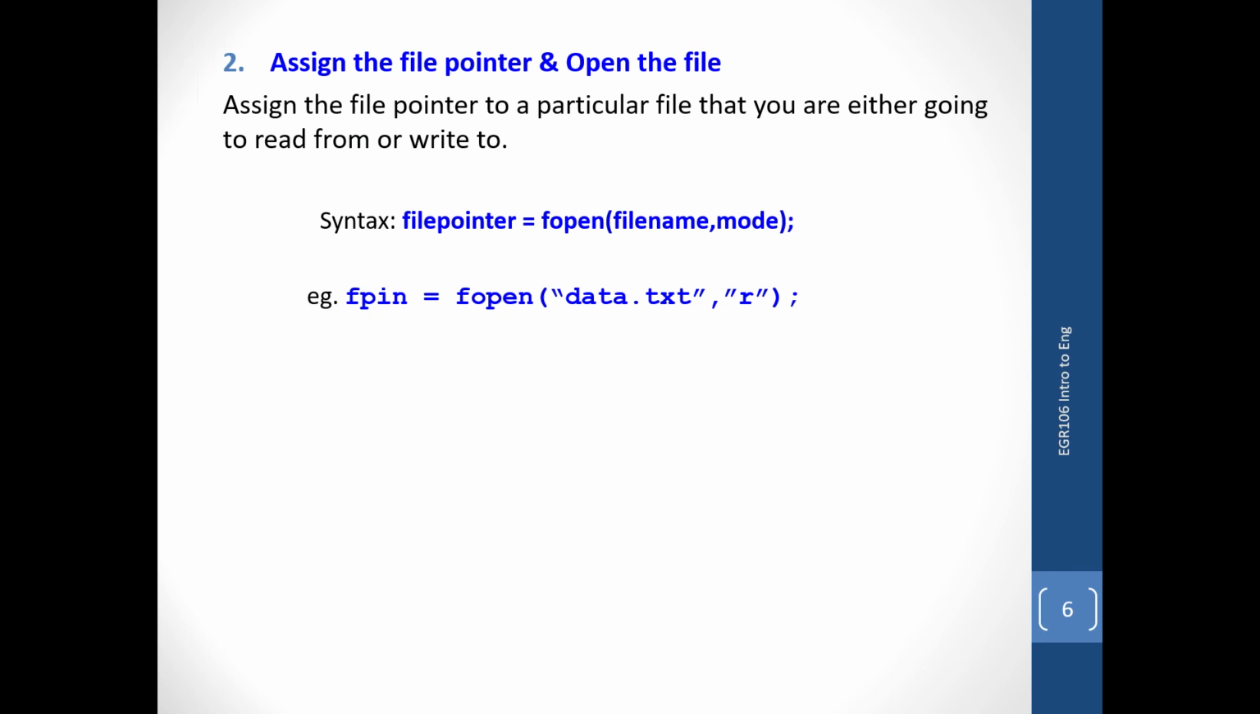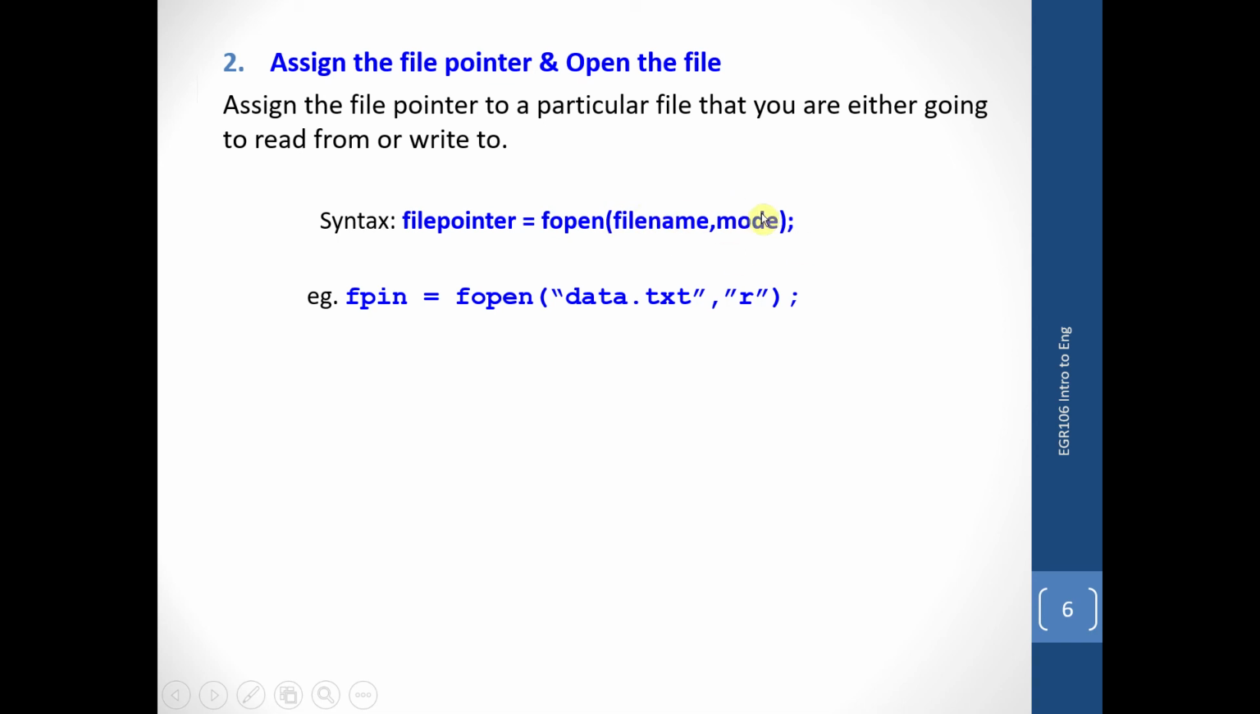Okay, step 2. Assign the file pointer and open the file. So, like I said before, we do this in one step because we usually do it in one line. The syntax here is we're setting our file pointer, whatever we called it, equal to the function fopen. I'm guessing you can guess what that means. It means file open. And then we put our file name in here, and we put the mode.